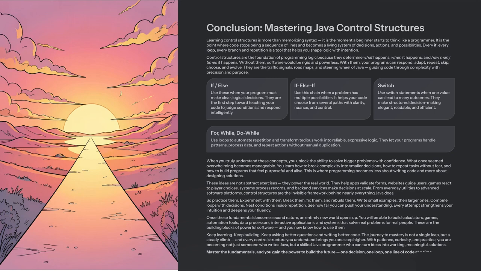Mastering control structures is about moving beyond syntax to thinking like a programmer. Whether using selection for decisions or loops for automation, you are building the foundation for complex software. Keep experimenting, practice consistently, and you will gain the power to turn your ideas into meaningful working solutions.